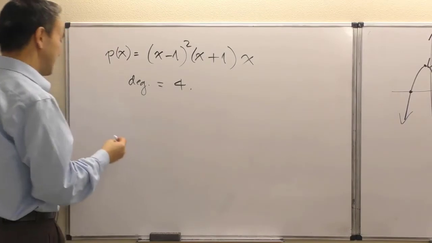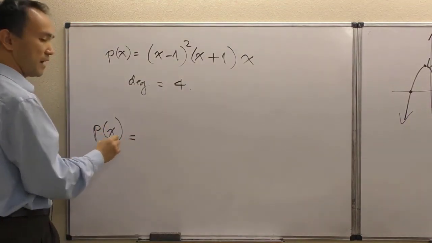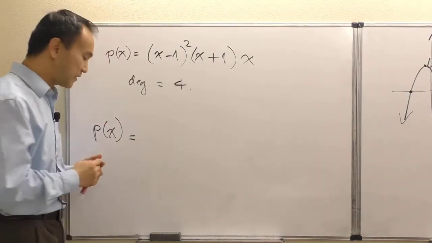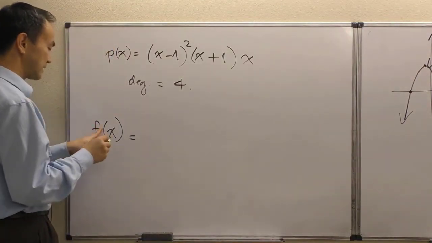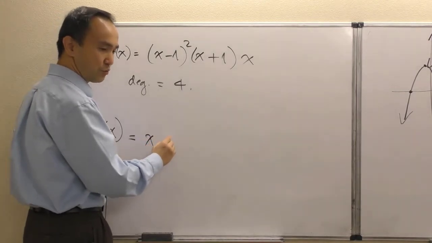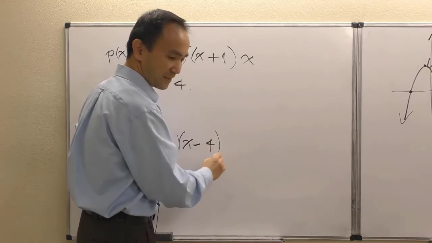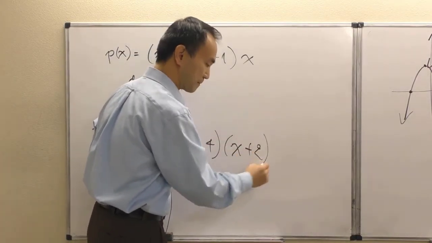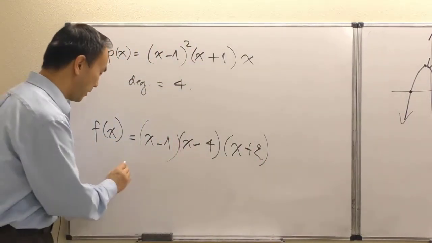We have done a good amount of examples throughout so many different polynomials. Let me bring up a few other ones. How about f of x equals (x minus 1) times (x minus 4) times (x plus 2). Something like this is a degree 3 polynomial.